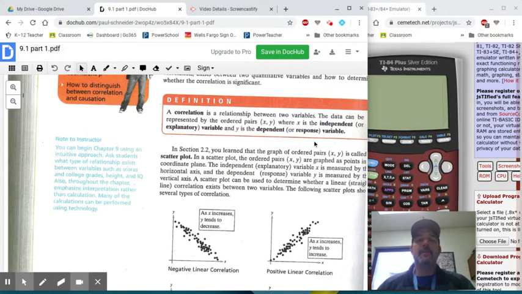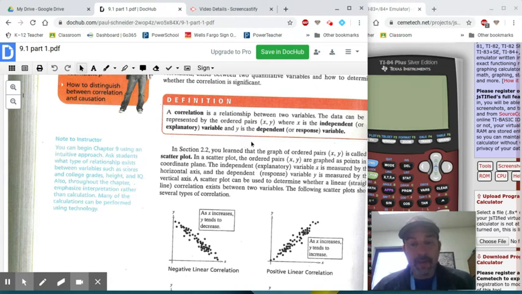The data can be represented by the ordered pairs x and y, which should be familiar to you if you took algebra, which all of you did. X would be our independent variable. It's what we're going to be plugging in for most of the time. And then Y in this case would be the dependent variable, and it depends on what X is.